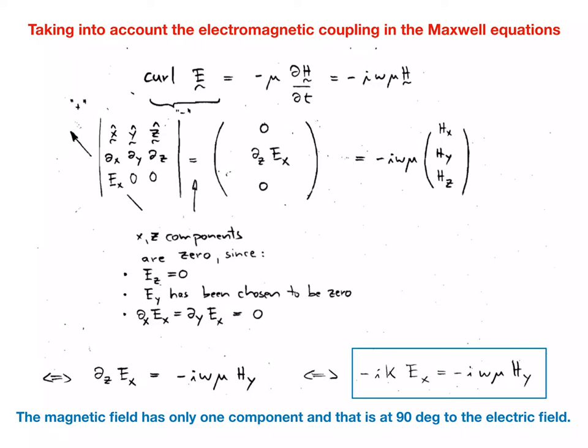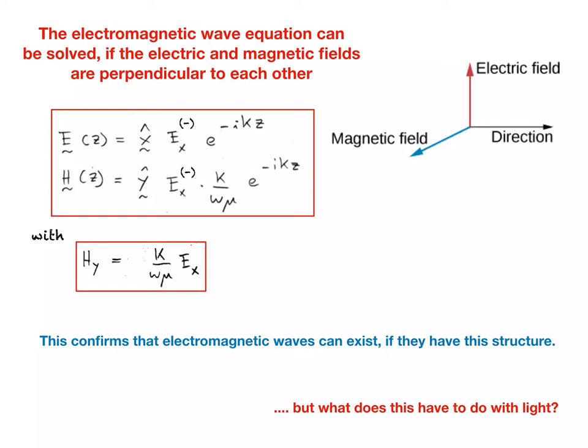Since the electric field only has an x component and the magnetic field only has a y component, we find that the two field vectors are at an angle of 90 degrees. It is thus clear that the electromagnetic wave equation can be solved if the electric and magnetic fields are perpendicular to each other, and the y component of the magnetic field, Hy, equals k on omega mu times the x component of the electric field, Ex. The two wave functions that solve the wave equation are shown in the large red box. Both functions have the same dependence with z as e to the power of ikz.